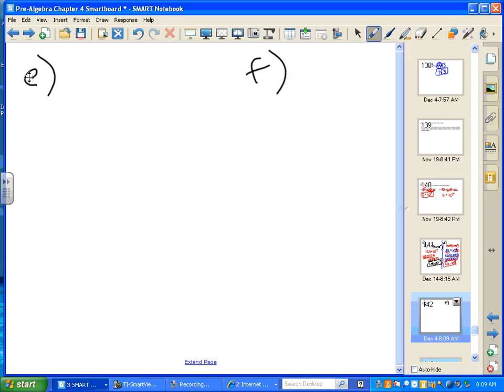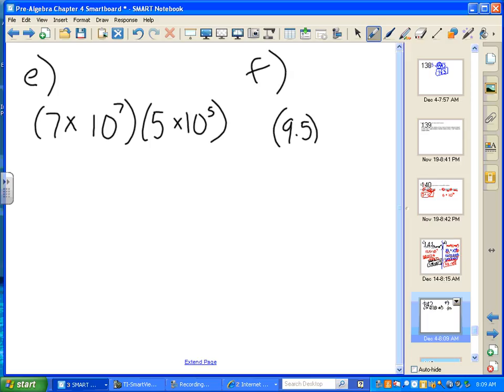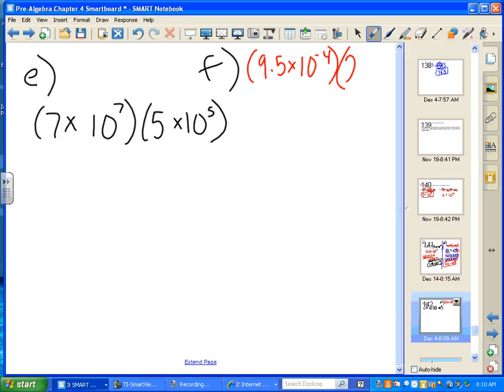Okay, so let's start with 7 times 10 to the 7th times 5 times 10 to the 5th. And the other one, 9.5. Let me move this one over because I'm not going to have room. The other one, 9.5 times 10 to the negative 4th times 2 times 10 to the negative 5th. So just take a minute or two. Go ahead and simplify E and F.